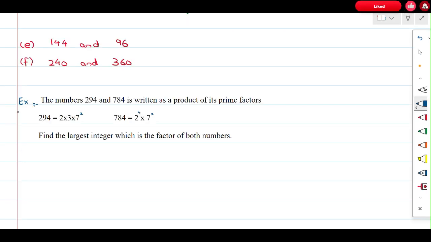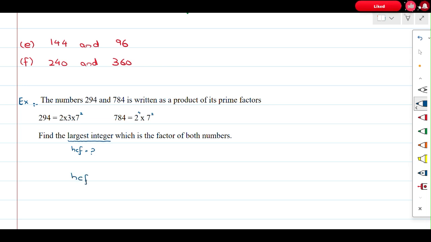All right, let's do another example. The numbers 294 and 784 are written as a product of their prime factors. The prime factorization is given to you in the question. Find the largest integer which is a factor of both numbers. Largest integer which is a factor of both numbers means we need to figure out the highest common factor of the two numbers.